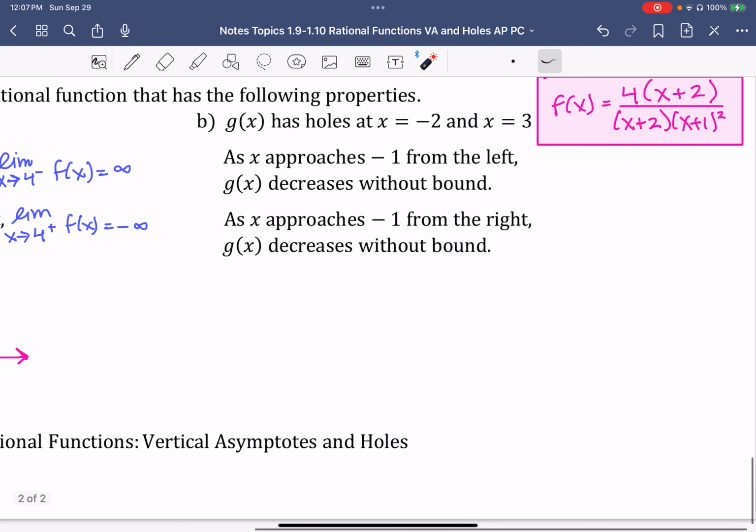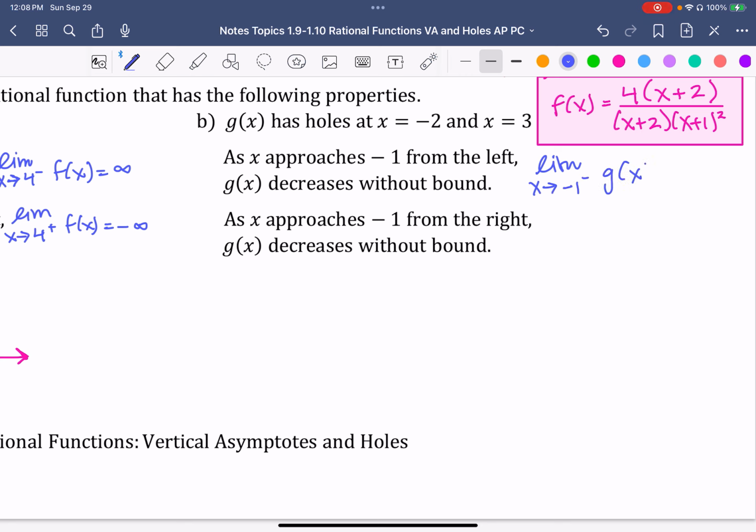Okay, so here we have another example. As x approaches negative 1 from the left, the limit as x approaches negative 1 from the left, g of x decreases without bound, meaning it goes down to negative infinity. And this one, the limit as x approaches negative 1 from the right, g of x decreases without bound, also going down to negative infinity.